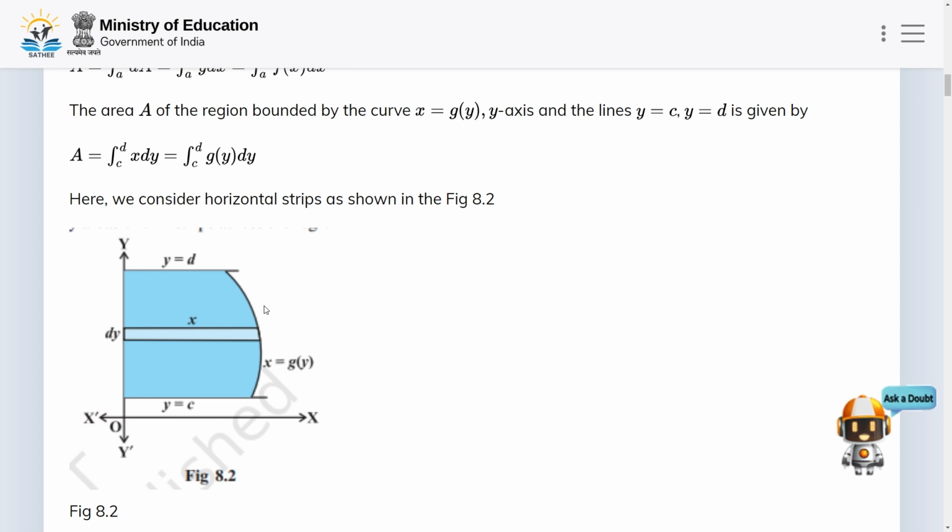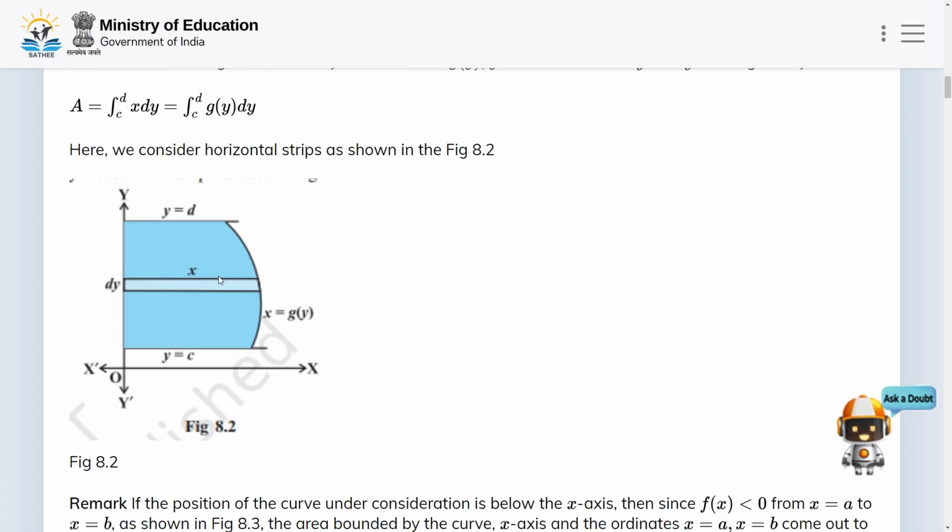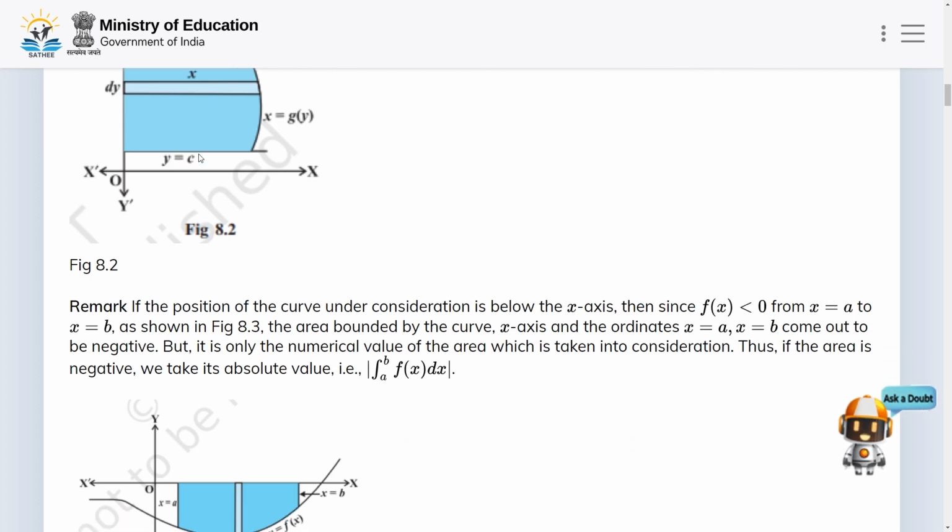Okay, so you have two cases: when your graph is like this and you have to find this area, or in this case also. So you have the same pattern but a different form, a different expression for area. Clear? Okay, I hope it is clear. Let us move next.